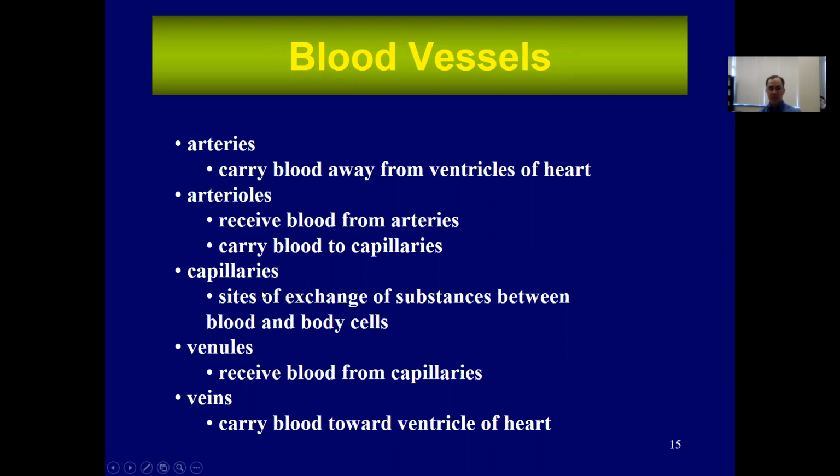We have capillaries. These are the smallest blood vessels of the body, sites of exchange of substances between blood and the body cells. Once it leaves the capillaries and the tissues, it goes to the venules, which receive blood from the capillaries, and then finally the veins carry the blood toward the ventricles of the heart. So this is the order: arteries, arterioles, capillaries, venules, veins, and then back to the heart.